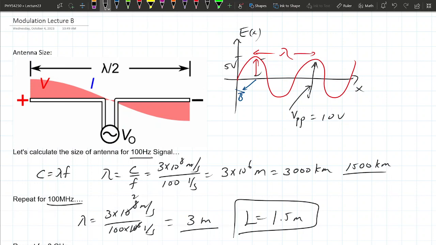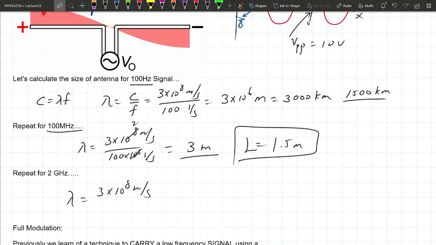Okay, so 2 gigahertz. Anyone want to venture a guess how long an antenna I should get to pick up a 2 gigahertz signal? Something about the size of what around here? What picks up a 2 gigahertz signal around here? Phone. Yeah. So something on the size of the phone. And let's see if that's true.